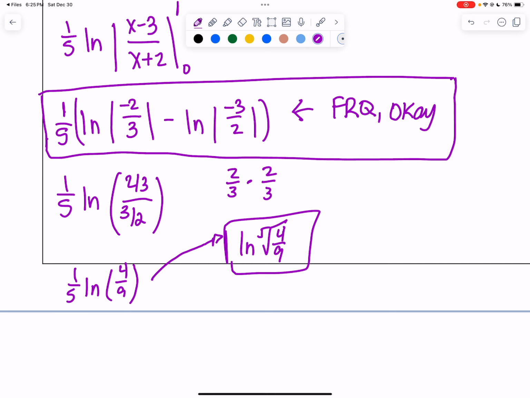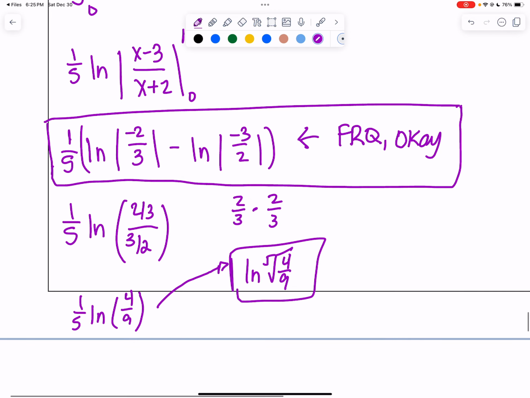Don't do this if you're not comfortable with the algebra. If you want to keep it like this on the FRQ, that's fine. The reason why I showed you this is because this might pop up on the MCQ where you get an answer, but it doesn't look like one of the answers that you see on the MCQ.